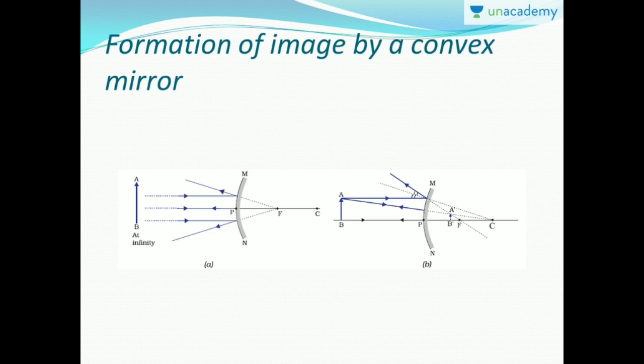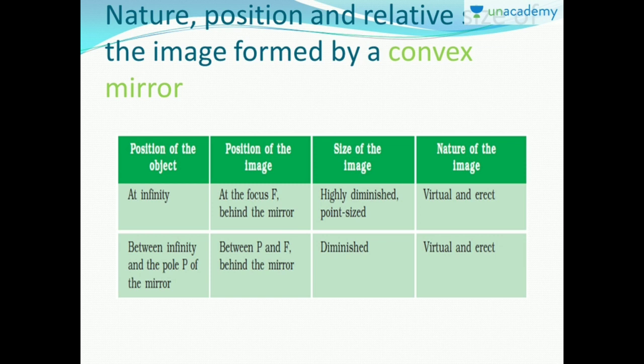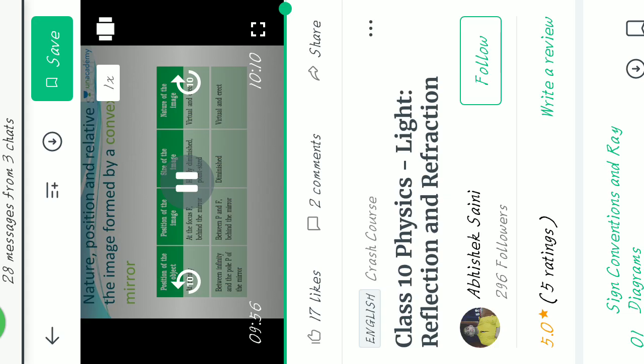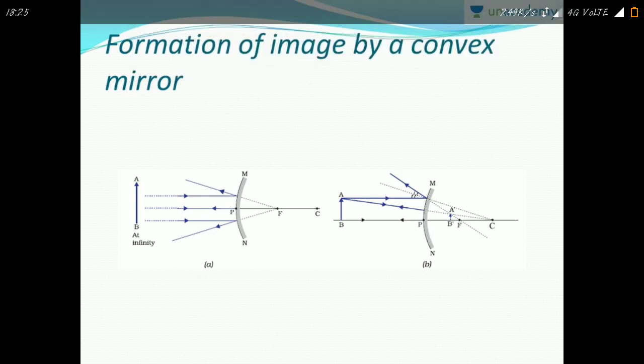And the second case, when the object is between infinity and the pole of the mirror, the image will be between the pole and the focus, behind the mirror. Again behind the mirror, but in this case the size will be diminished, very small, and it will be virtual and direct. This can be clearly seen in the diagram.